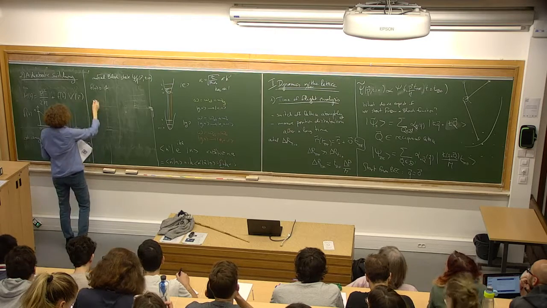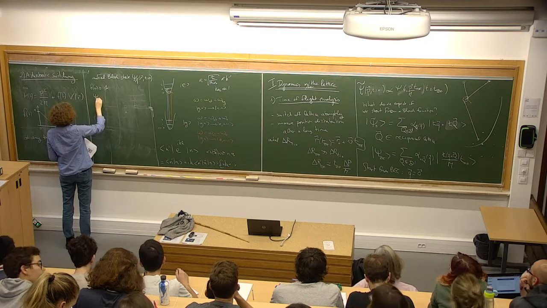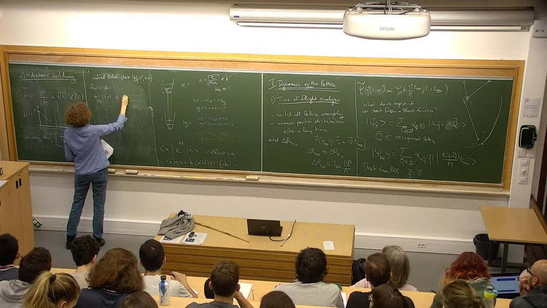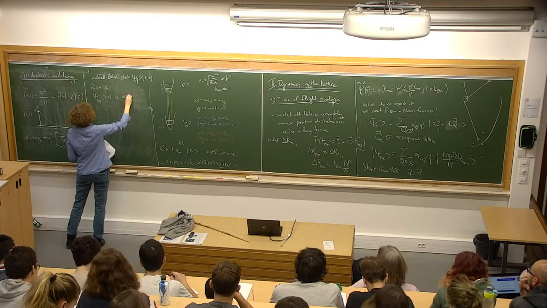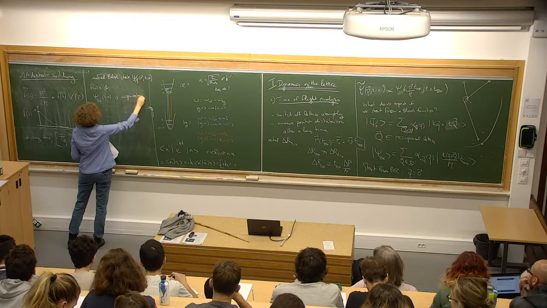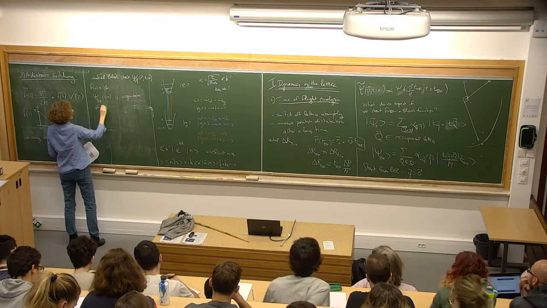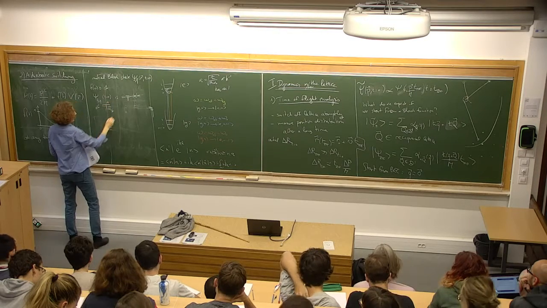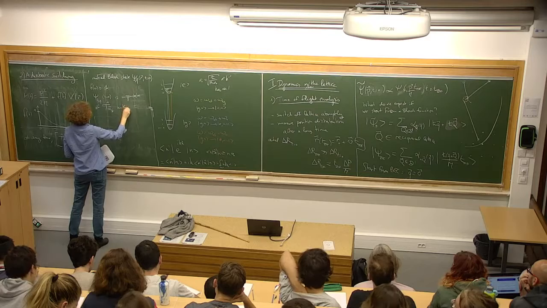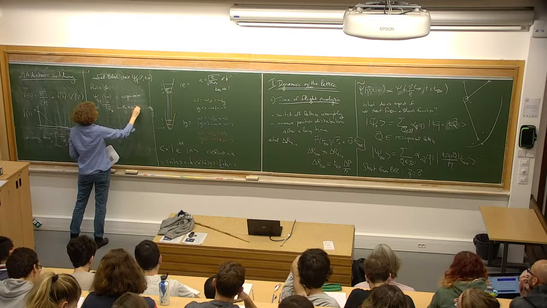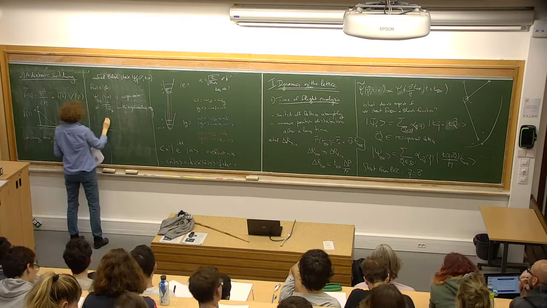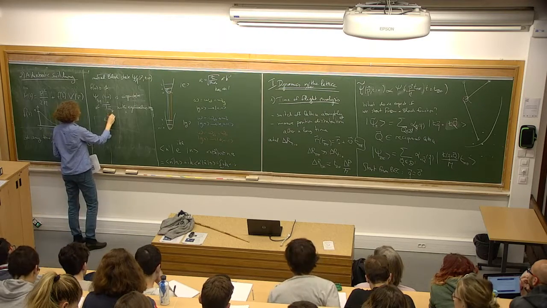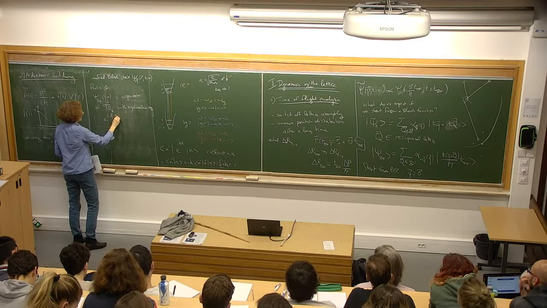So psi nq at 0 time is an eigenstate of all the T_aj with the eigenvalue e to the, so is it plus or minus? E to the i q aj, as we said yesterday.